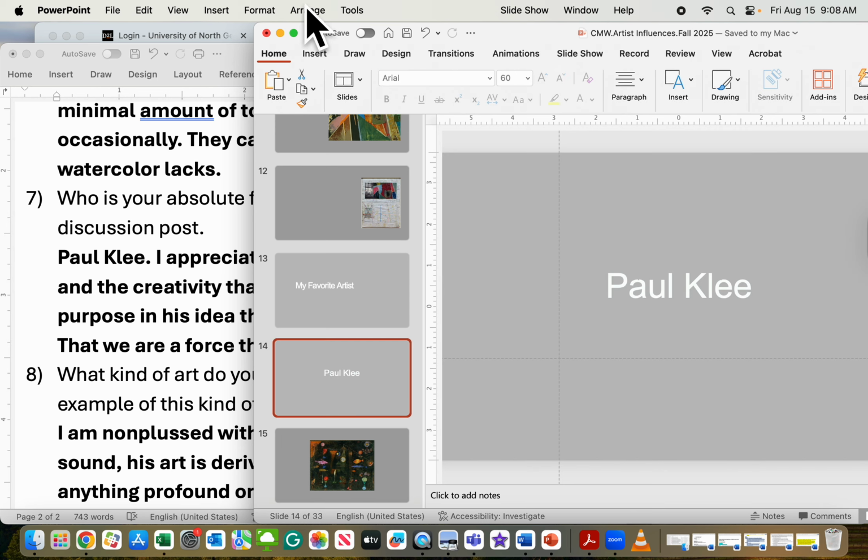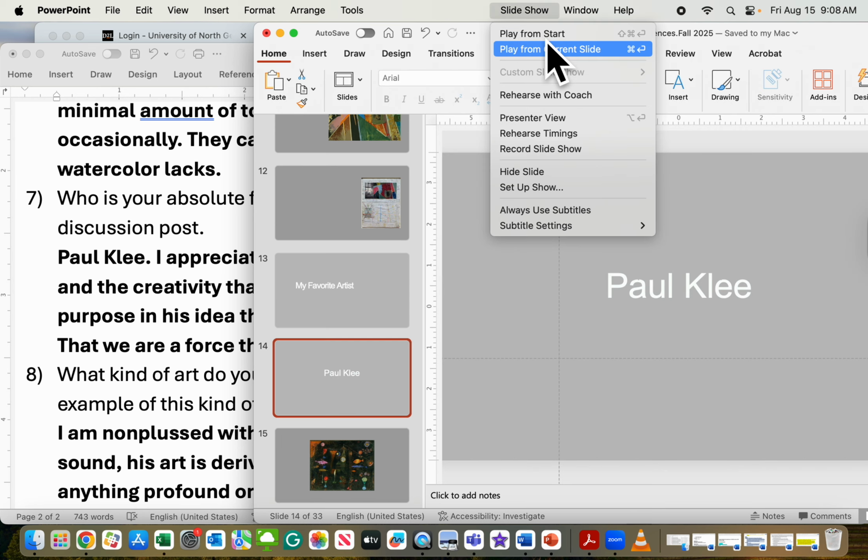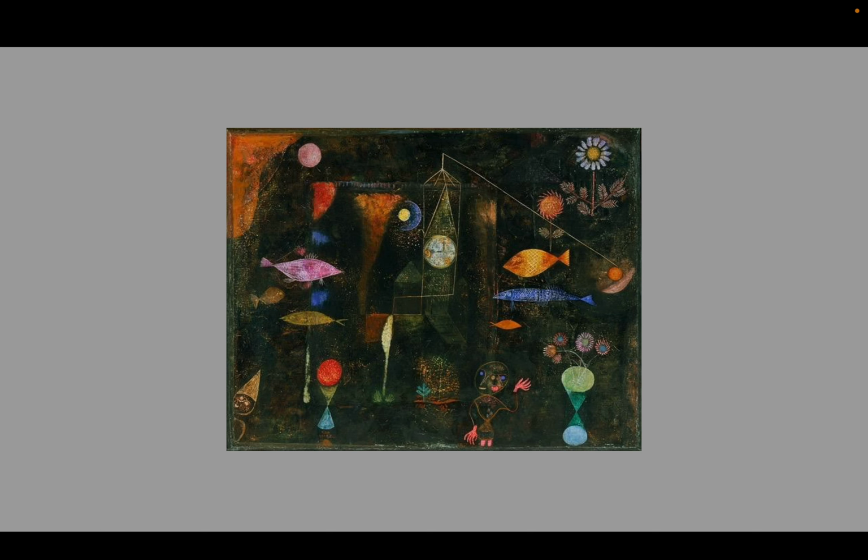So, I'll go ahead and play from this slide. Here's his name. This is an example from Paul Klee, Fish Magic. I like his work because it has a depth and dimensionality that one might see in a more realistic slash naturalistic painting. Very atmospheric. There's a lot of air and space in the painting.